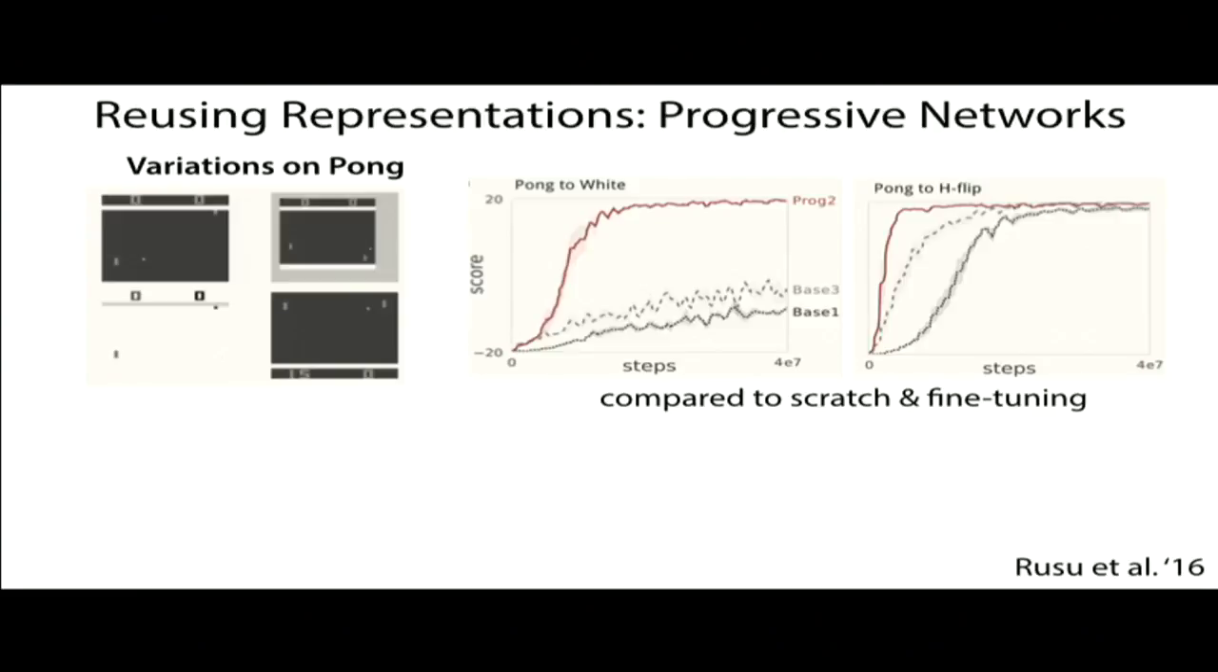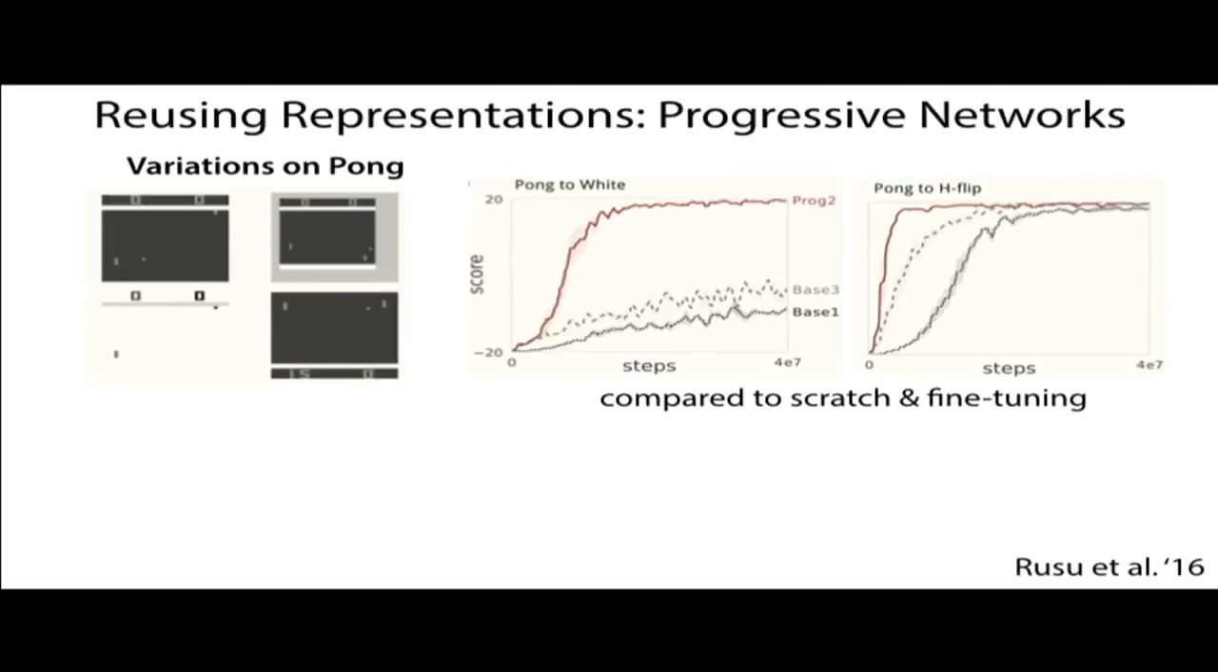What they did here is they're showing the learning curves where the x-axis is the number of steps and the y-axis is the score. When they train on the white game, if they train from scratch, that's the lower learning curve. If they just try and fine-tune from the normal Pong, it does slightly better, but it's still fairly slow to learn. And then if they use progressive networks, that's shown as the red curve. And they show that they're able to effectively transfer from normal Pong to the white version of Pong.